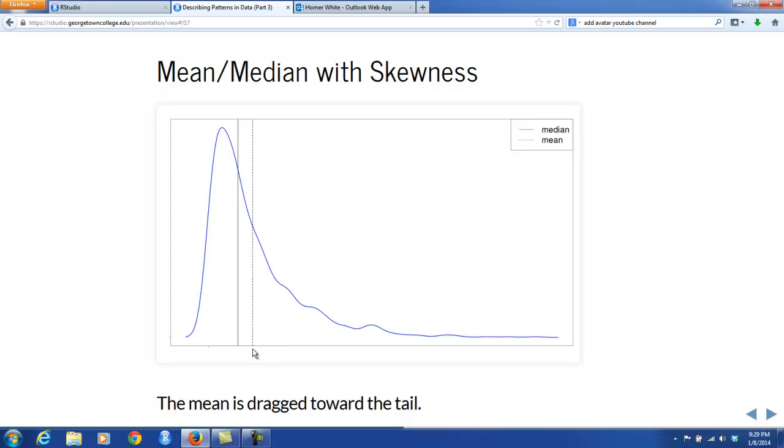It's kind of like on a seesaw. If a kid sits way far off to the end of the seesaw, then they'll drag the seesaw down unless you move the central axis of the seesaw a little bit towards that kid that's way off. The mean is dragged toward the tail in a skewed distribution. So the mean and the median won't be the same when a distribution is skewed.